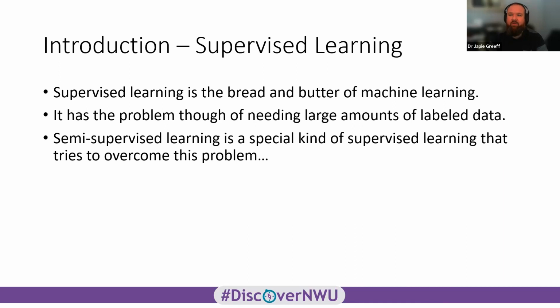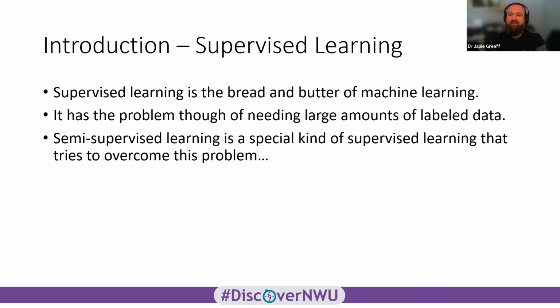And although we do have a lot of labeled data available, it's not nearly enough for the kinds of problems we want to solve these days. So that's sort of supervised learning. Now, semi-supervised learning is a special kind of supervised learning that tries to specifically overcome this problem of needing massively large amounts of labeled data.